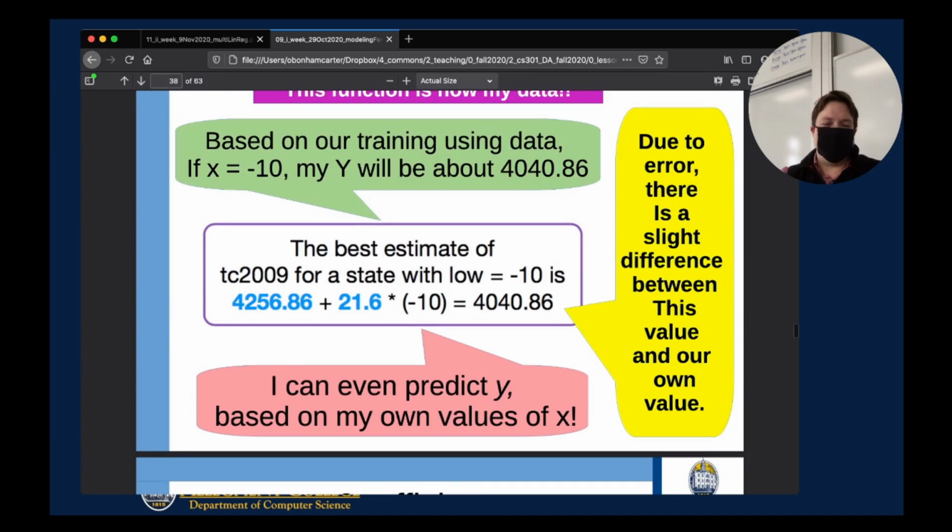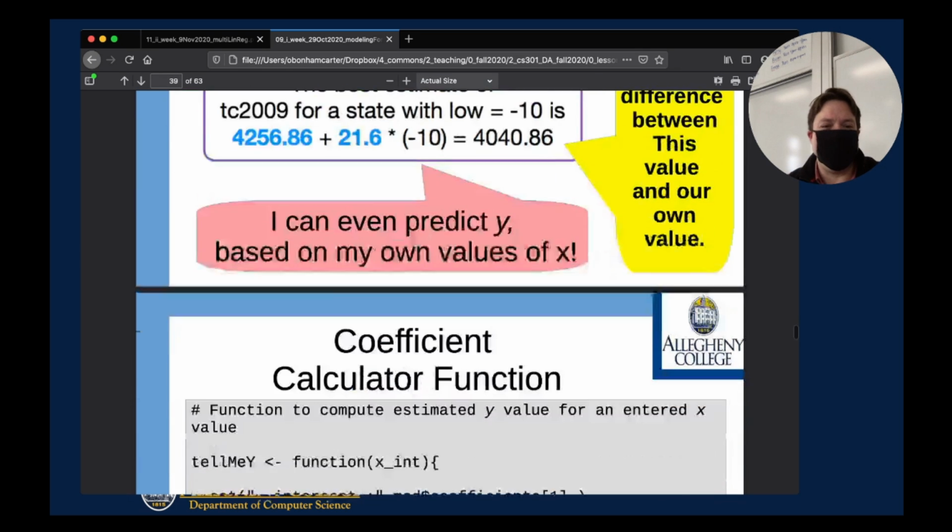Anyhow, these are just predictions. That's really what the prediction idea is. We're just throwing these values in and finding out what our model suggests will happen.